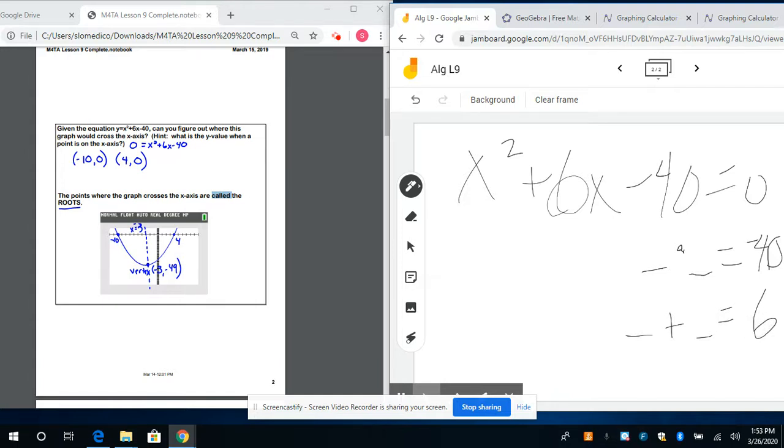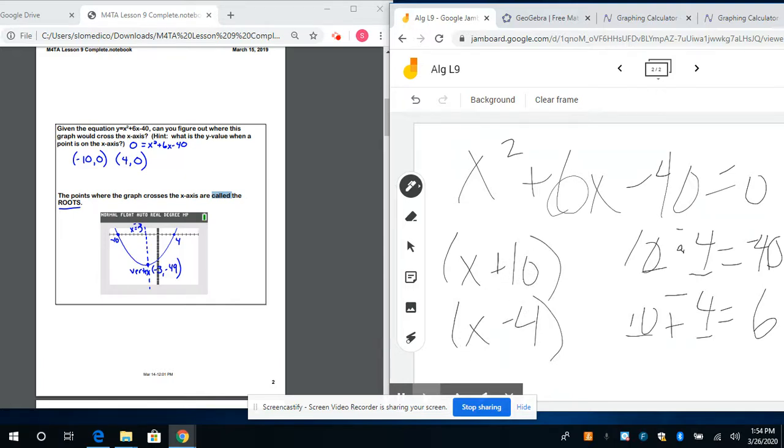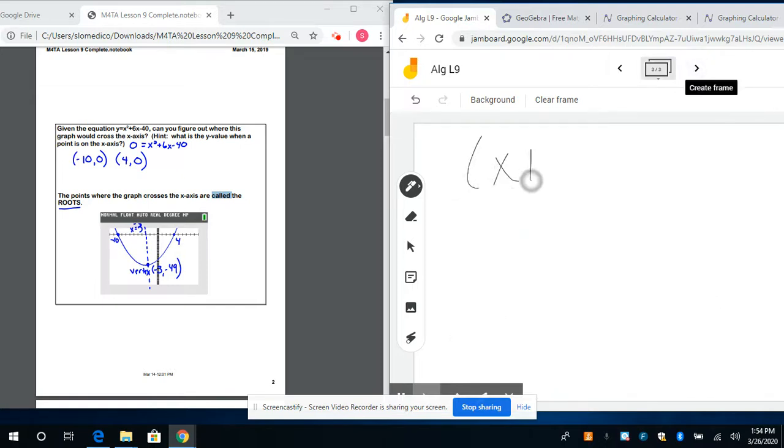So let's think about it. We have 8 and 5, 10 and 4 would work. But we need to make it a negative 40 and a positive 6, so we can make the 4 negative. Factor by grouping, or you can write it the simpler way, so x plus 10, x minus 4. But again, we have to set them equal to 0 to find the solution. So you would get this after you factored by grouping equals 0.